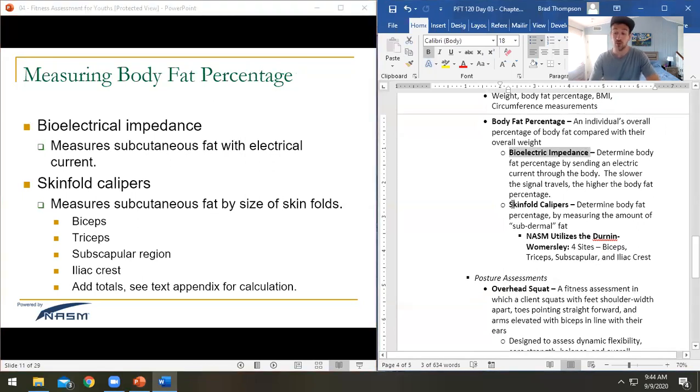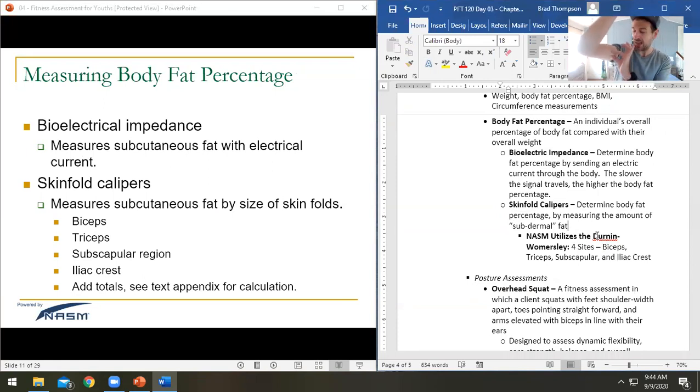Now, there is also skin fold caliper measurements, which is going to determine body fat percentage by measuring the amount of subdermal fat. That's the fat underneath your skin folds. So when you take a tissue and you pinch it like that, right? There's body fat trapped in between there. And the same thing is true on this side, right? And you can see there's different sites, like this is a very lean site versus this, which is not as lean, right? I don't know if you guys can see that very well.